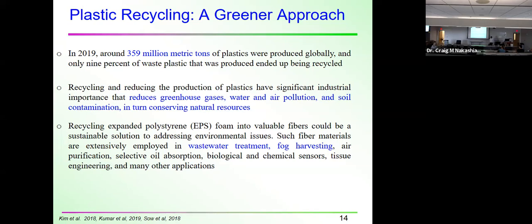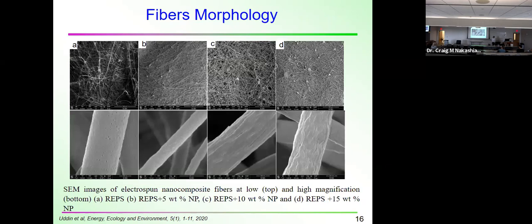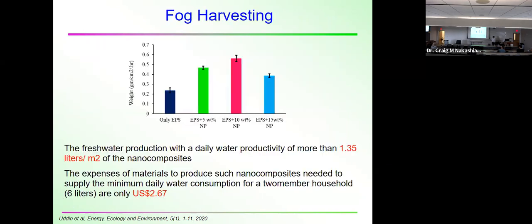With those things in mind, I use some styrofoam. Are you familiar with this kind of styrofoam? Using the electrospinning process, by adding some micro and nanoparticles, I got this kind of fiber, the nanocomposite. This shows the SEM images. I use the same thing for fog harvesting application. This is the fiber morphology, and the raw material for that composite is styrofoam, recycled plastic. It can harvest 1.35 liters of water per square meter of the nanocomposite. If you place it outside, in the same 68 to 70% humidity, in the foggy area, it can harvest this much water.